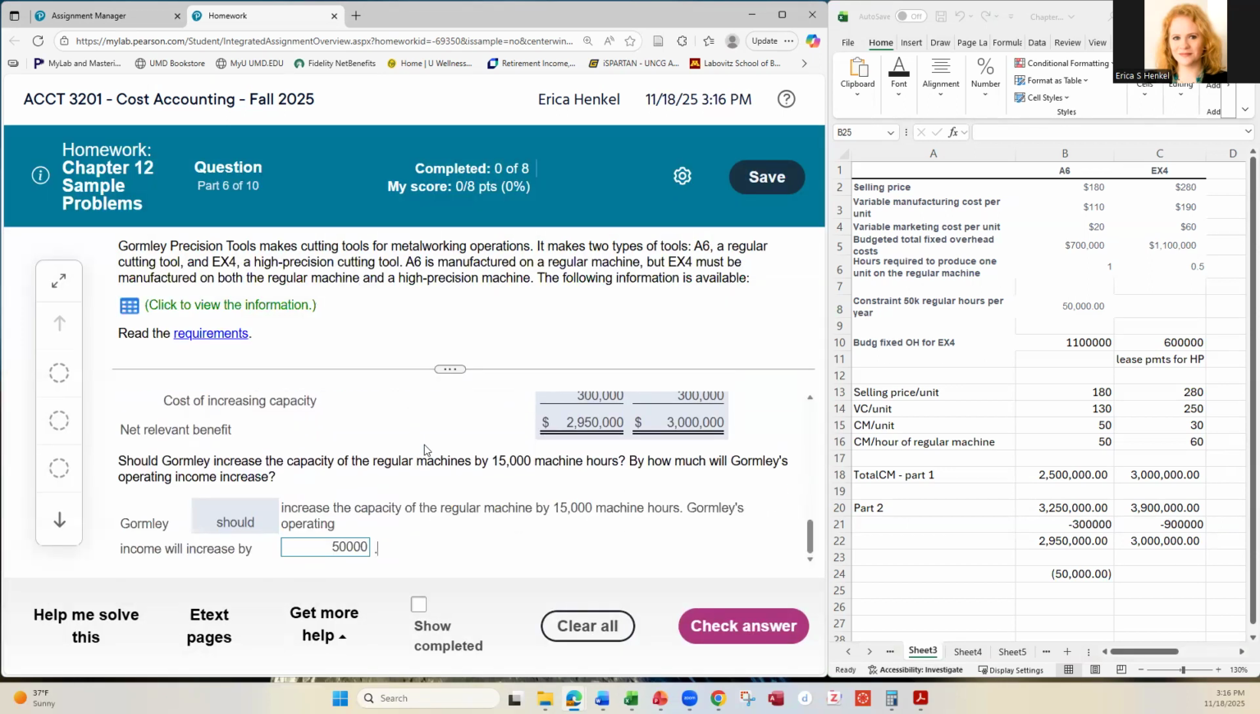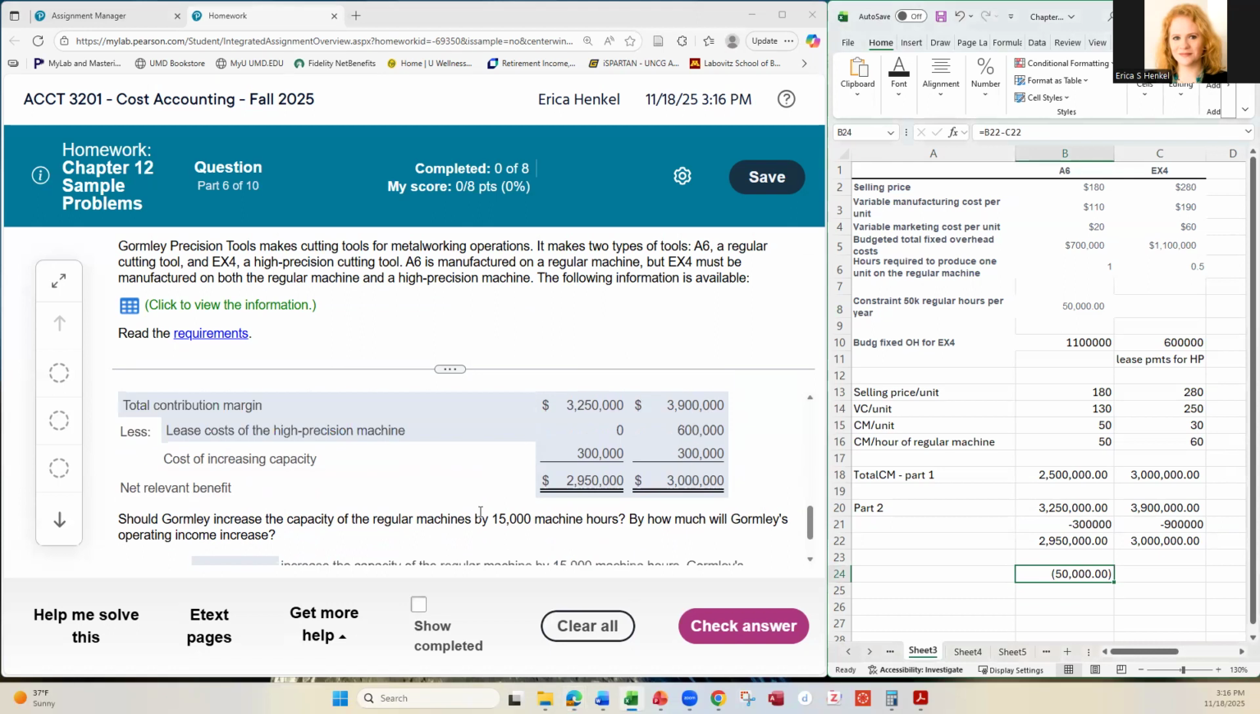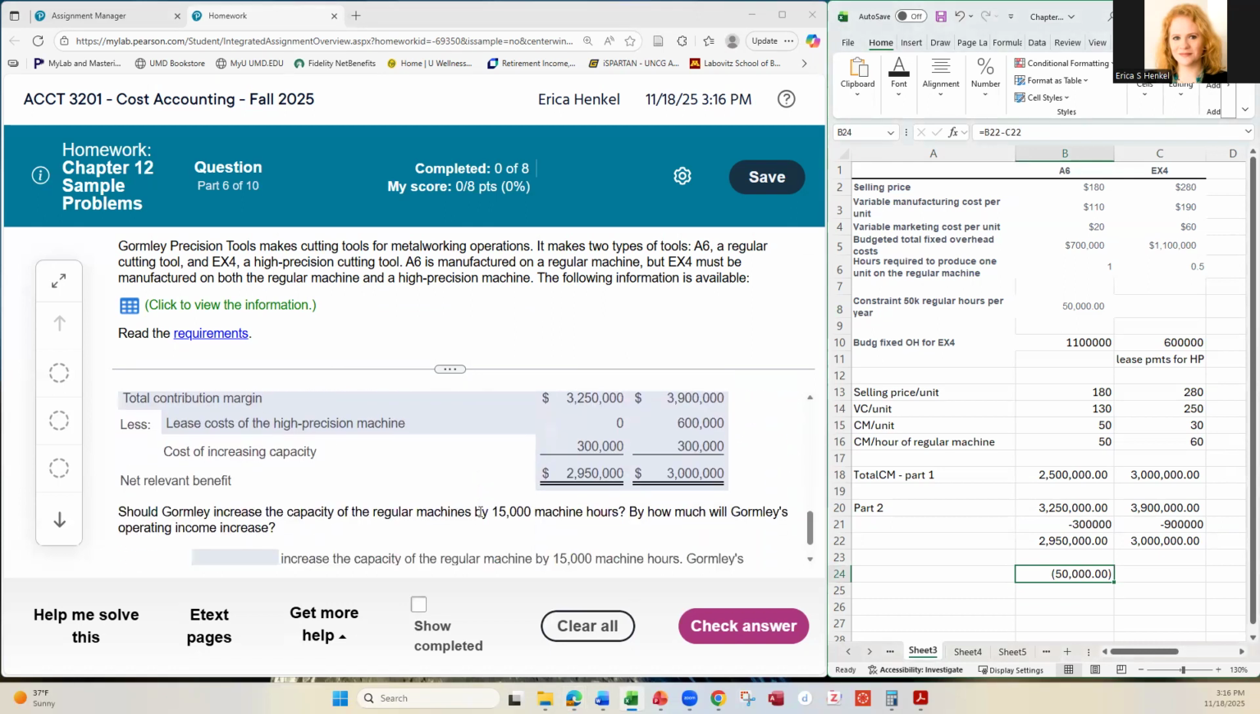I think this has a typo on it because it's saying 500. Yeah, there's a typo in this one. So just add the extra zero. The difference here is 50,000, not 500,000. So just be aware of that.